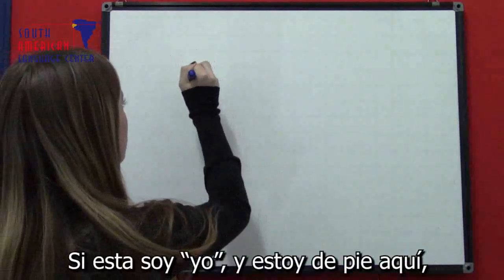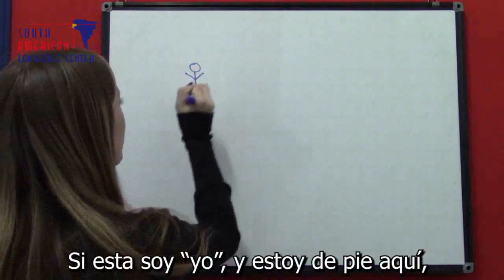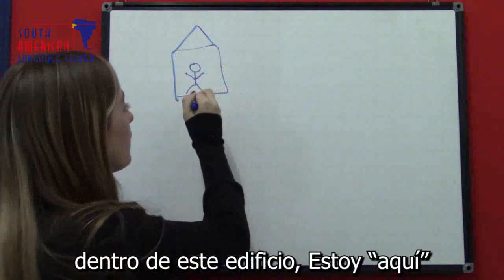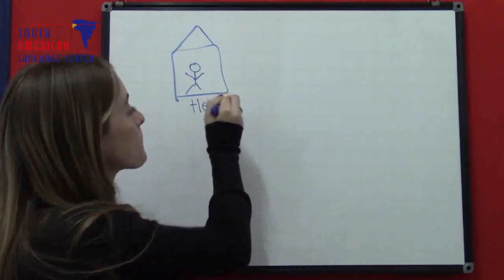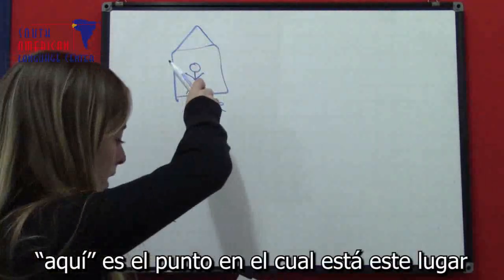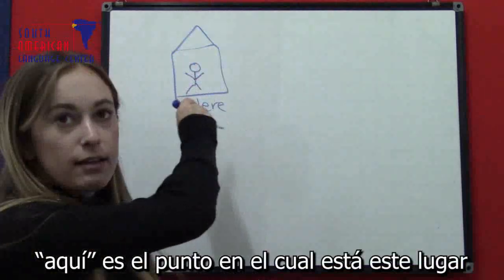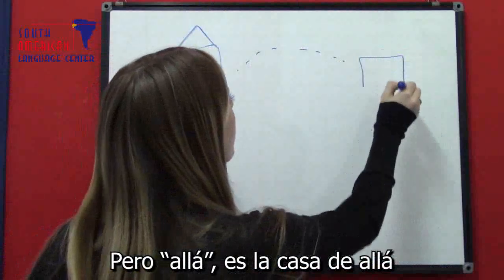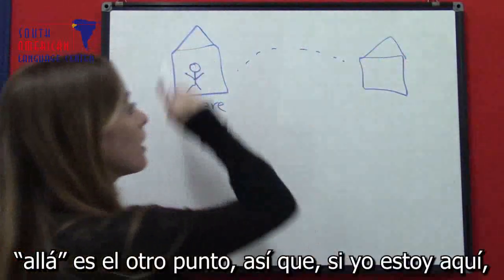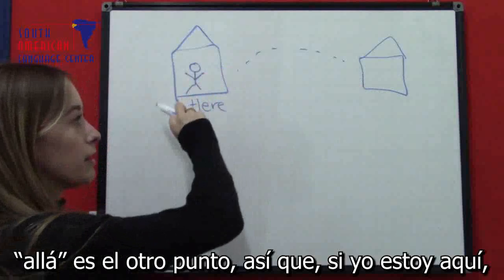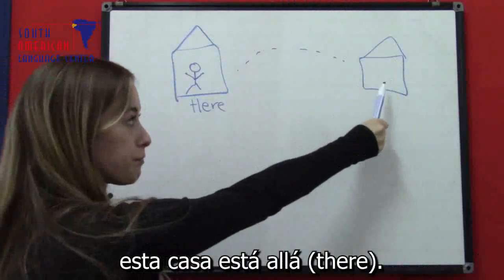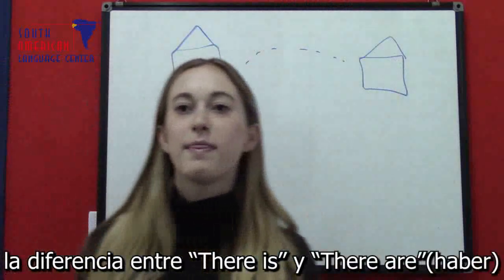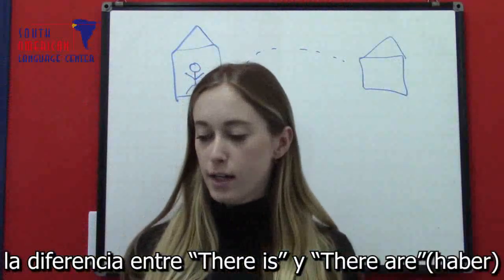If this is me, and I'm standing here inside this building, I am here. Here is the point that this place is at. But there is the house over there. There is the other point. So if I'm here, this house is there. So now we're going to be talking about the difference between there is and there are.